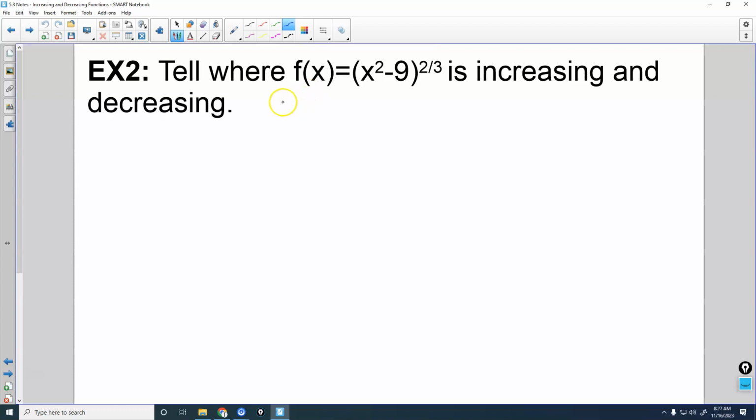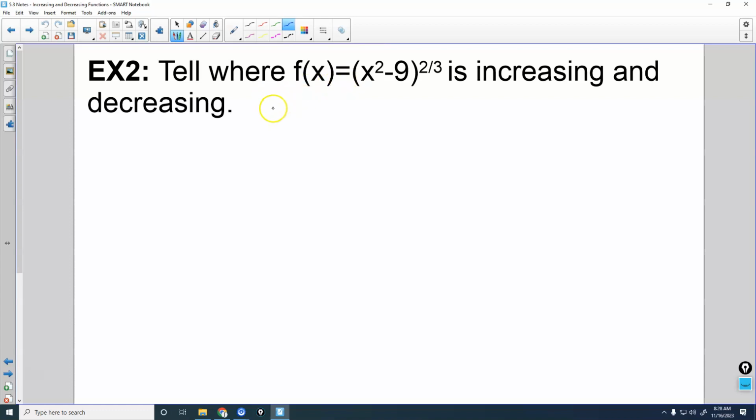Whenever you're looking for increasing or decreasing, the way that we prove that, because this is not going to be calculator active, you can't graph it, is looking at whether the derivative is positive or negative. If the derivative is positive, your graph is increasing because you have a positive slope. If the derivative is negative, the graph is decreasing.